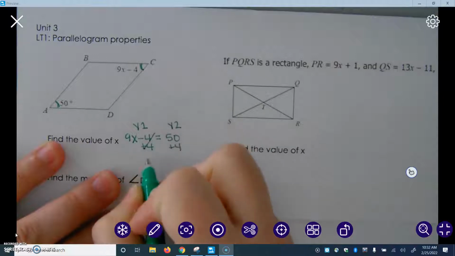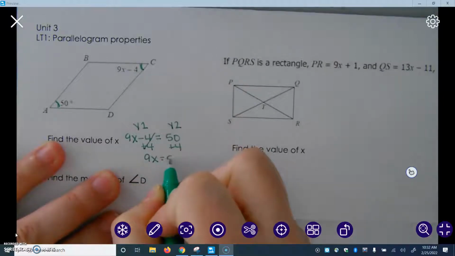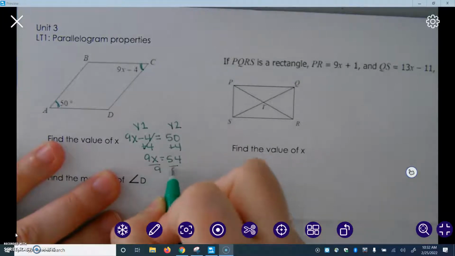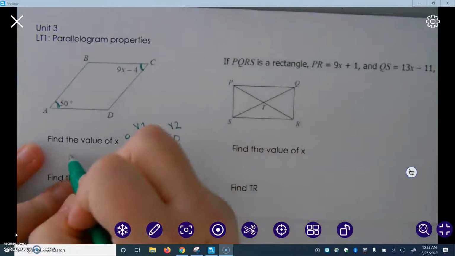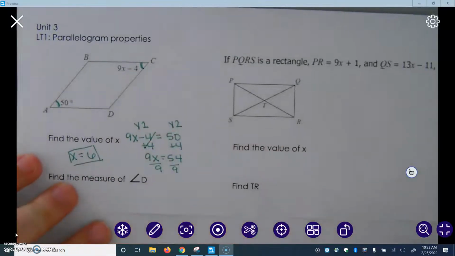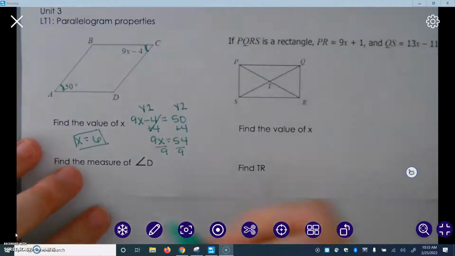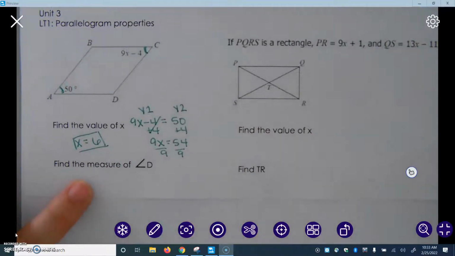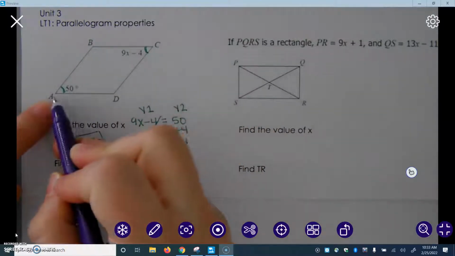So add 4 to cross that out. So 9x is equal to 54. Divide both sides by 9, and x is equal to 6. All right, and if you do second trace 5, enter, enter, enter, you would get intersection x is equal to 6.